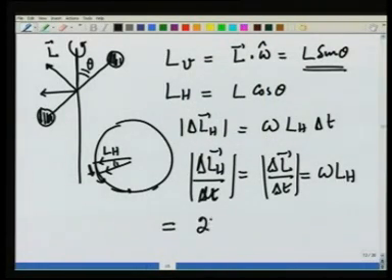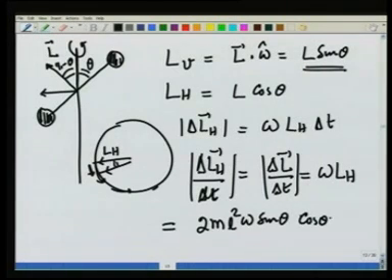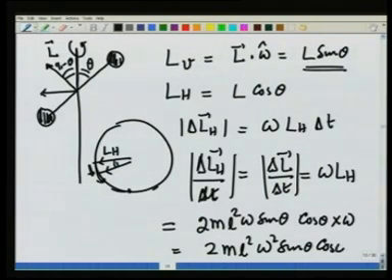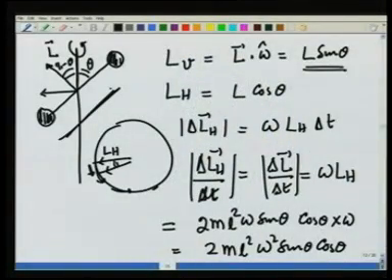And this you can see is going to be, L was 2 m L square omega sine theta, this is 90 minus theta. So, L horizontal is going to be sine of 90 minus theta of this, which is cosine of theta, times omega, which comes out to be 2 m L square omega square sine theta cosine theta. And at this point, when the body is in the plane of the screen, the horizontal component is going to be coming out of the screen. So, that is the direction of dL dt, and this is going to be the torque required.